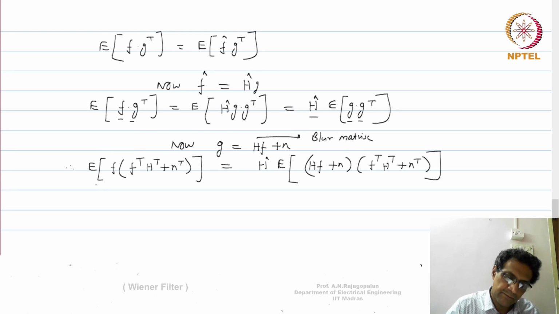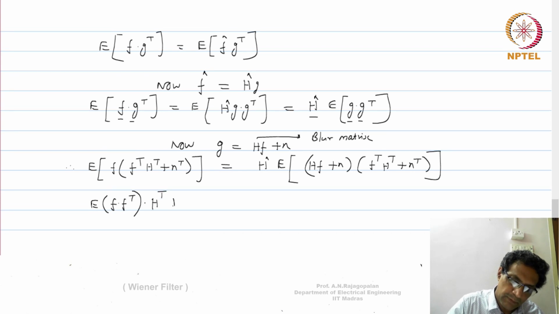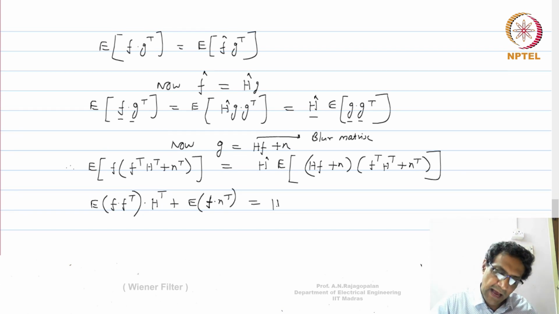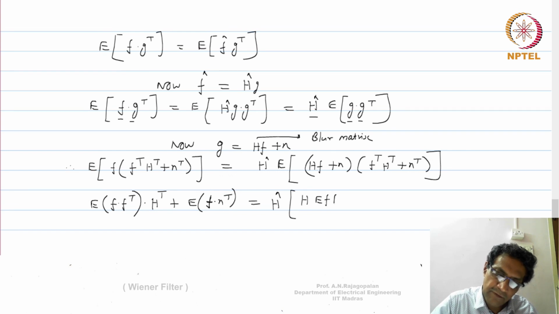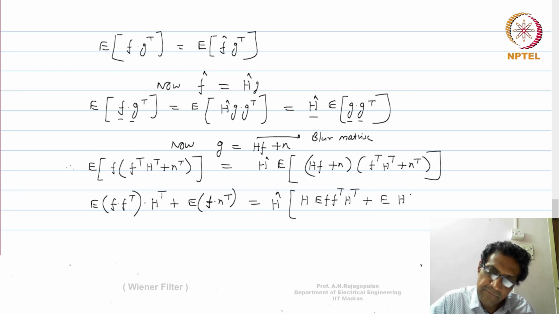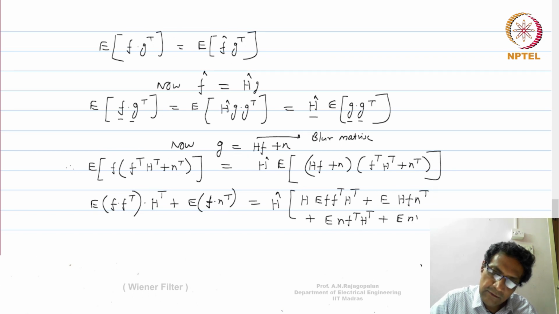So, if you simply expand this, and push your expectation inside, then you will get expectation F F transpose into H transpose plus expectation F into N transpose. Each is a matrix, please observe, is equal to H hat into expectation. Now it will be H F F transpose H transpose, which we can write as H expectation FF transpose H transpose plus expectation HF N transpose plus expectation N F transpose H transpose plus expectation N N transpose.